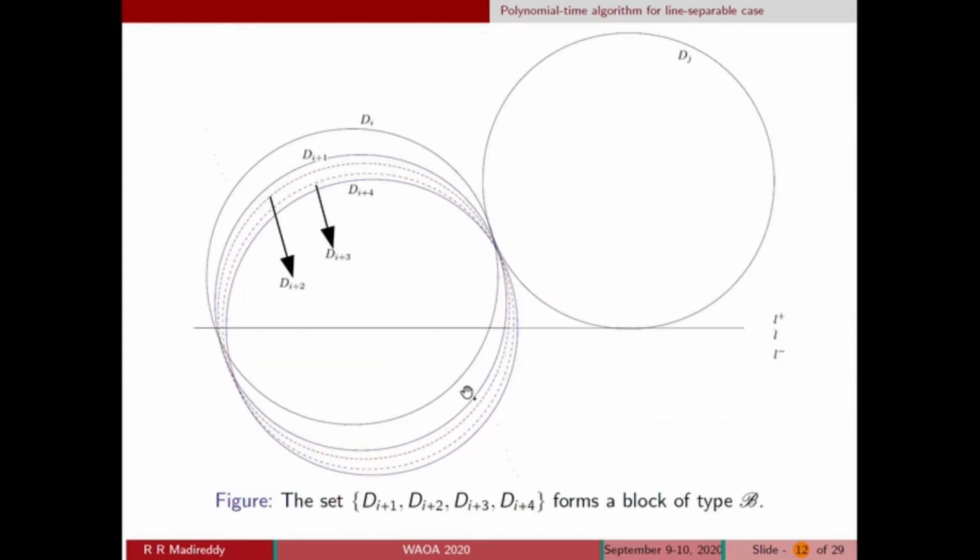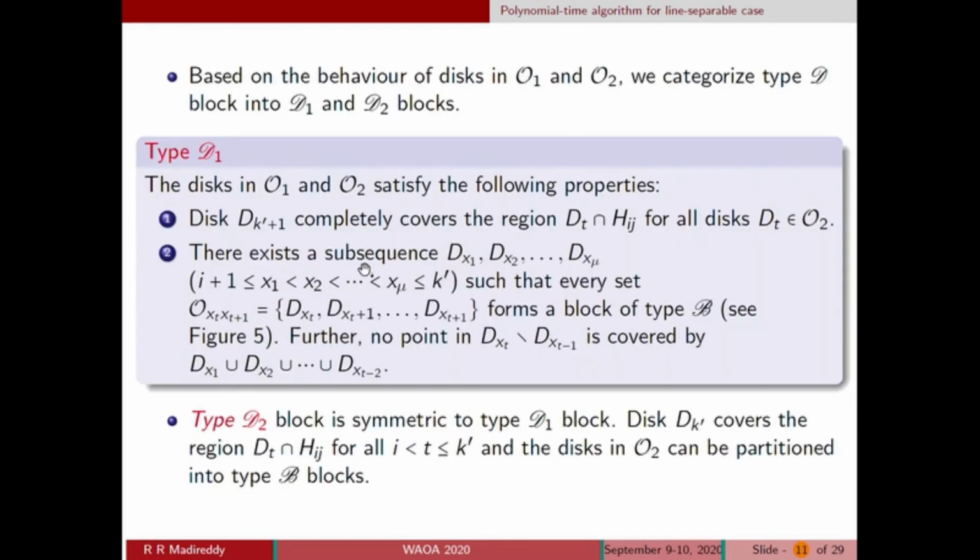That means these are all the set of disks in O1. Then the blue disks will actually form the upper envelope inside the hole. And these disks form type B because every two disks intersect once in the region above and once in the region below the line. And type D2 block is symmetric to type D1. The roles of O1 and O2 switch.